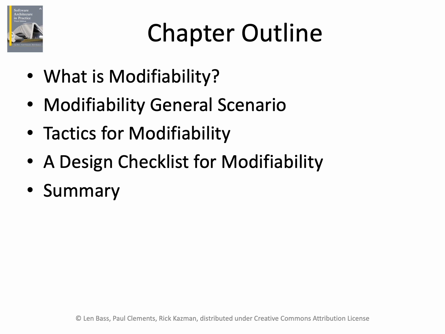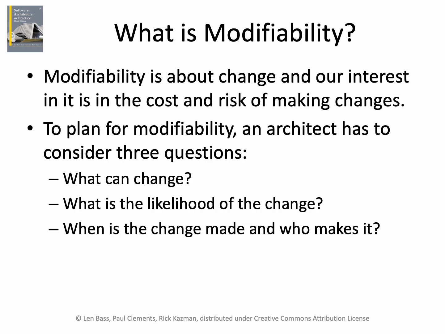In this chapter, we'll discuss what is modifiability. I'll start by discussing with you the modifiability general scenario, tactics for modifiability, a design checklist for modifiability, and then we'll go from there. So, as mentioned earlier, modifiability is about change, and our interest in it is in the cost and risk of making changes. To plan for modifiability, an architect has to consider three questions: what can change, what is the likelihood of the change, when is the change made, and who makes it.